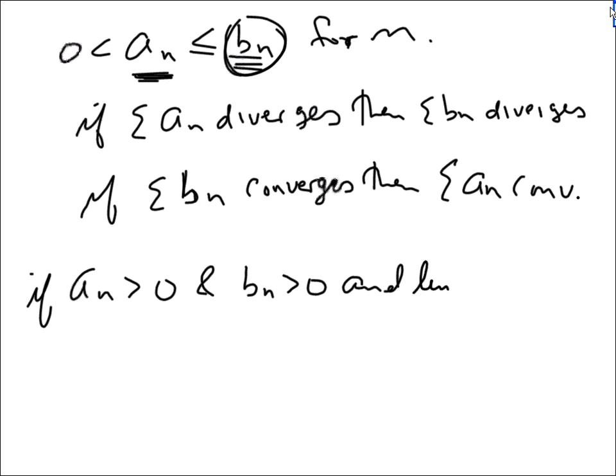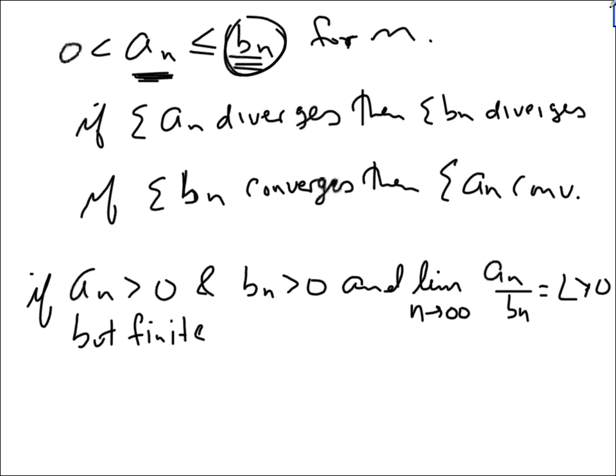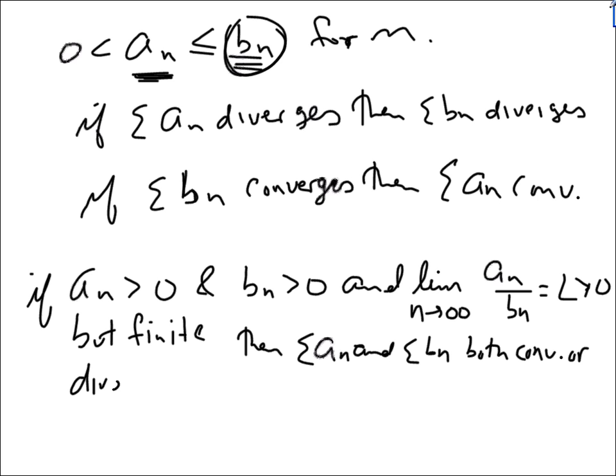If this is true, and I guess you would say the limit as n goes to infinity of A sub n over B sub n is equal to L, and L is finite and positive. L is greater than 0, but finite. That is, it's not infinity. If that's true, then it must be the case that the summation of A sub n and the summation of B sub n both converge or both diverge. Now, why is that obvious?